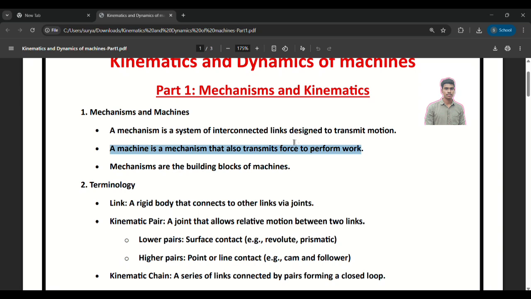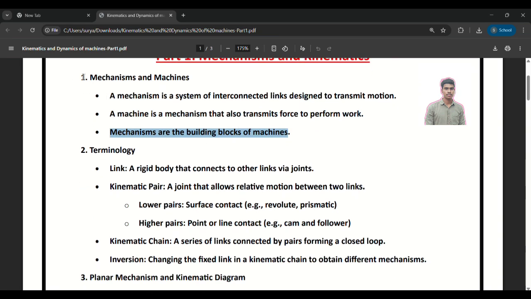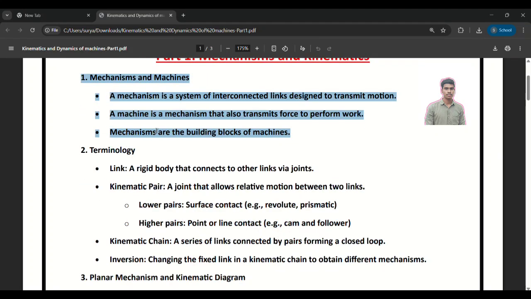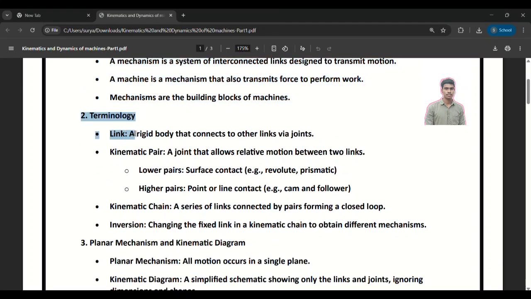A machine is a mechanism that transmits force to perform work. So mechanisms are the building blocks of machines, as I already said. These are the basic things about mechanisms and machines. This kind of question will be asked in interviews, so just learn about it, and then we will go on to the terminology.